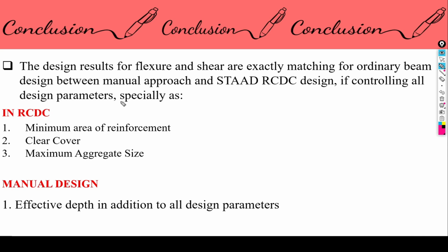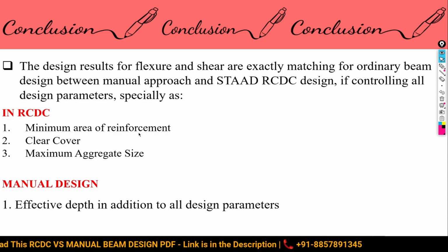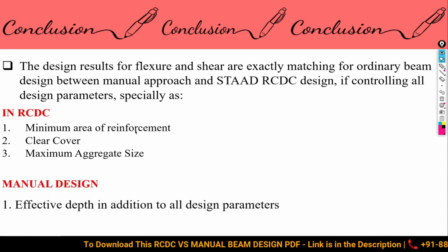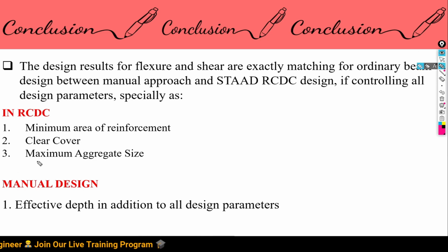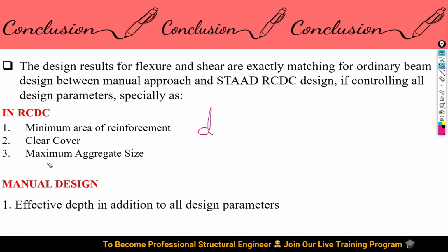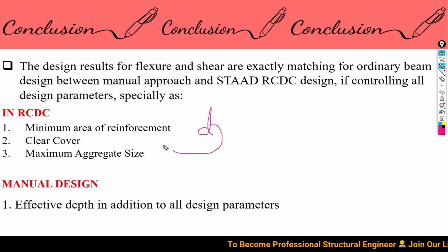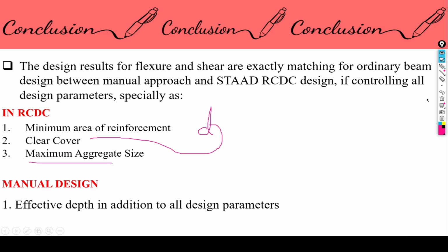design parameters. Especially in RCDC, when you are going to set the settings for the design, you have to control the minimum area of the reinforcement. You have to give the proper definition for the minimum area of the reinforcement. First you have to define the clear cover, keeping in mind that RCDC is considering not only the clear cover but also the shear reinforcement, and also you have to give the predefined maximum aggregate size, that is, what effective depth you would like to consider. So your effective depth mainly depends on this clear cover as well as this maximum aggregate size that you are going to define in your STAAD RCDC.